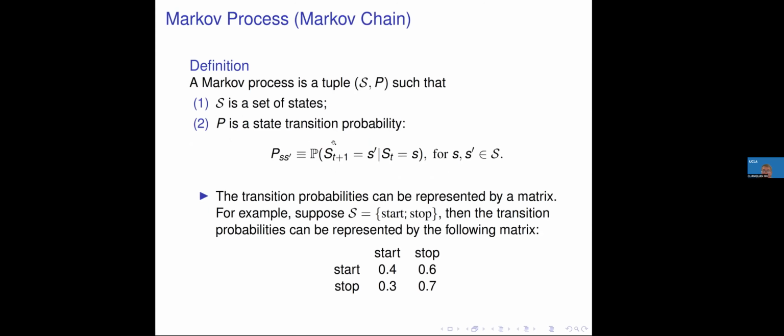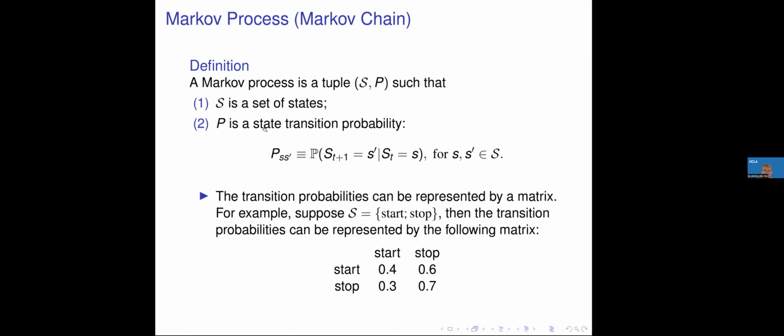And with this Markov property, we can define a Markov process, which is a tuple of S and P. S is the set of states, or we call it the state space. P is the state transition probability, the conditional probability of S_{t+1} given S_t. So the transition in this Markov process satisfies the Markov property, and we will use P_{ss'} as a shorthand notation to denote this state transition.